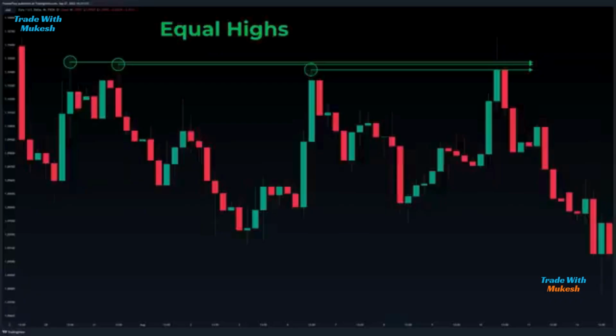Still in the same chart, we can spot an example of equal lows. In this case, three swing lows cluster to form equal lows. Notice that equal highs and lows don't necessarily happen in the same price level perfectly. They simply cluster together in the same area, roughly speaking.